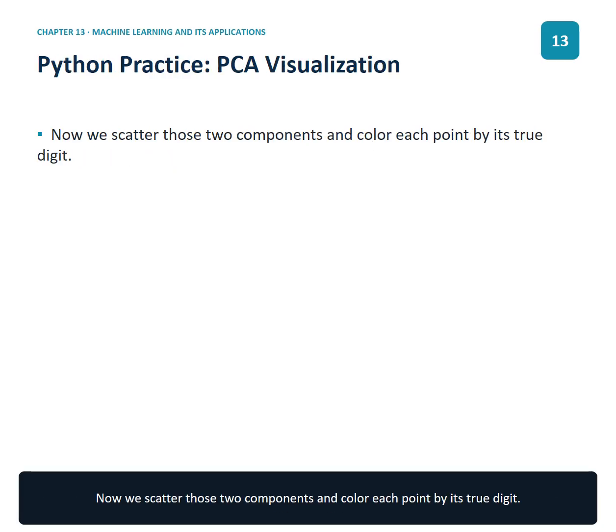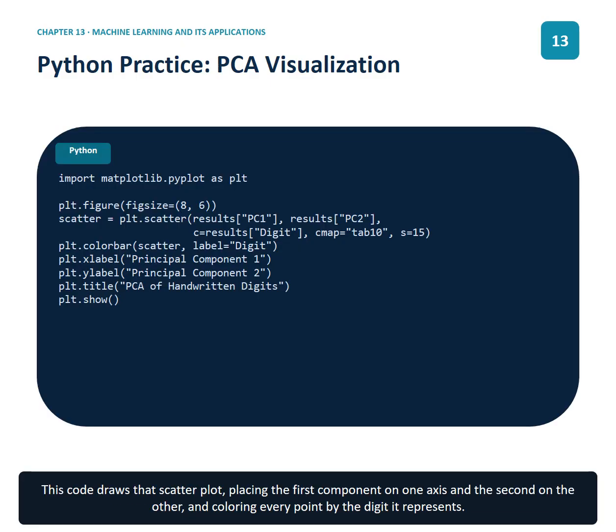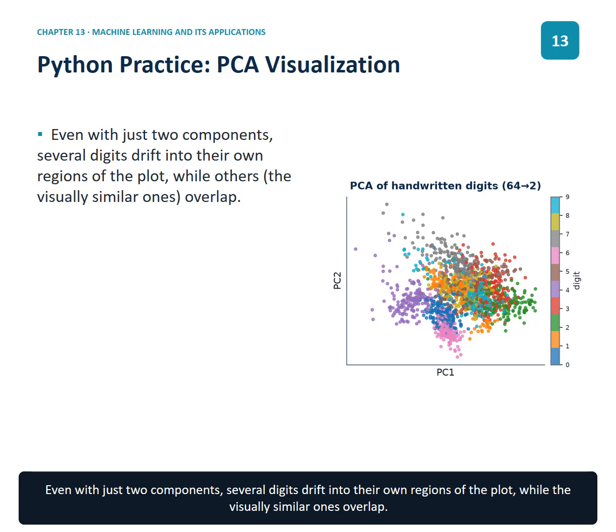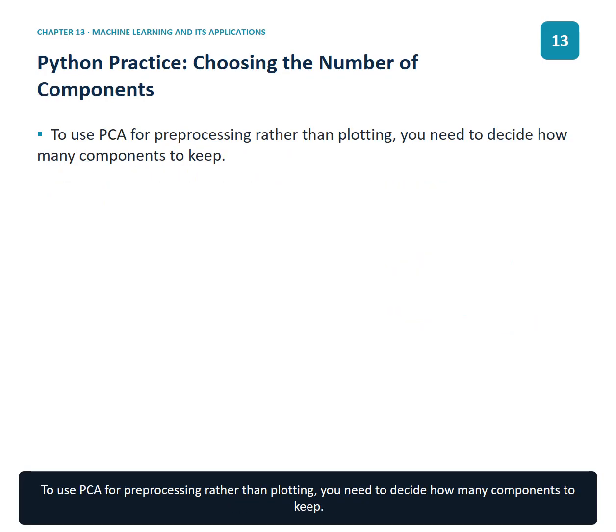Now we scatter those two components and color each point by its true digit. This code draws that scatter plot, placing the first component on one axis and the second on the other, and coloring every point by the digit it represents. Even with just two components, several digits drift into their own regions of the plot, while the visually similar ones overlap. To use PCA for pre-processing rather than plotting, you need to decide how many components to keep.